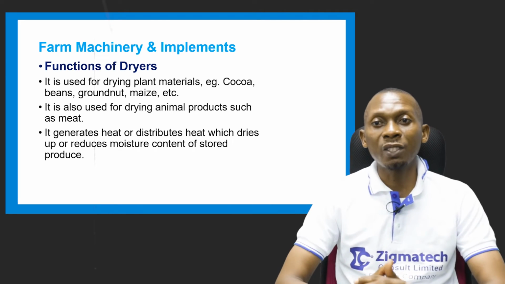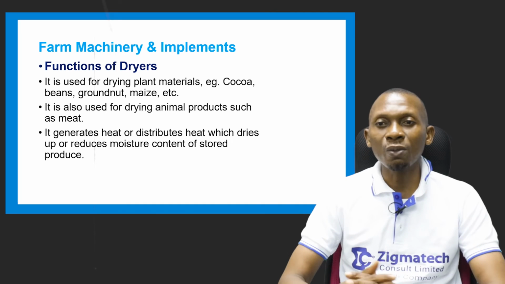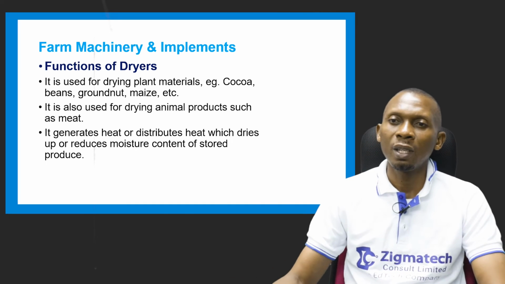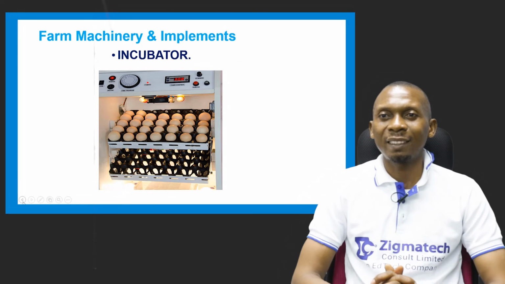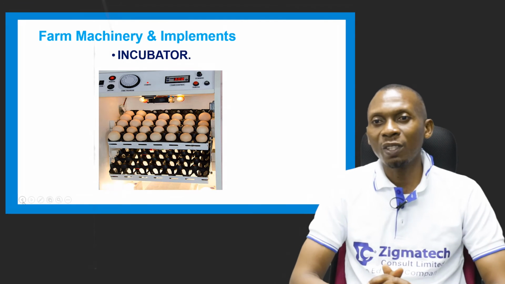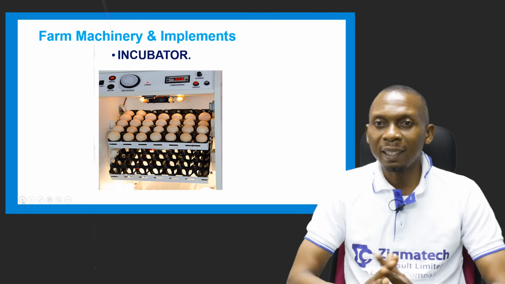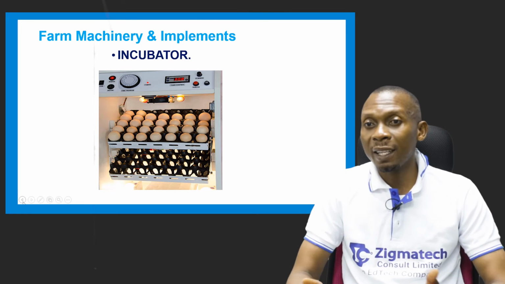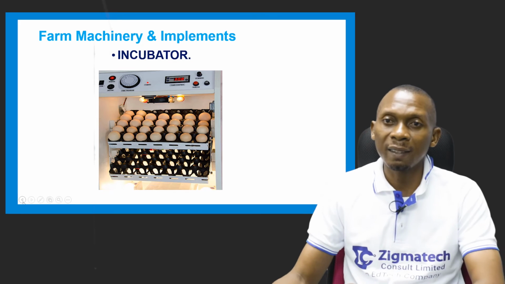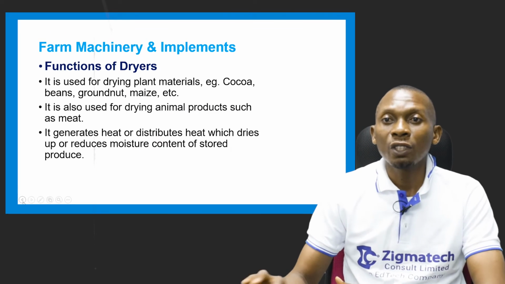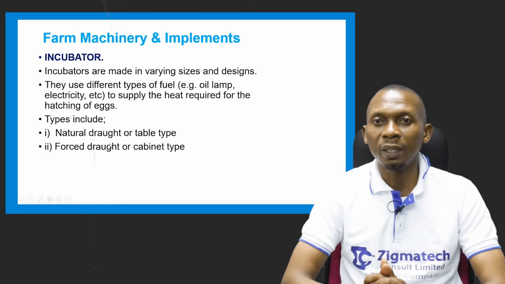Now, these dryers generate heat and also distribute this heat, which helps to dry or reduce the moisture content of our stored produce. The next machinery we'll be looking at is the incubator. From the picture there, you can see how an incubator looks, where fertile eggs are placed inside in order to hatch, to produce chicks.